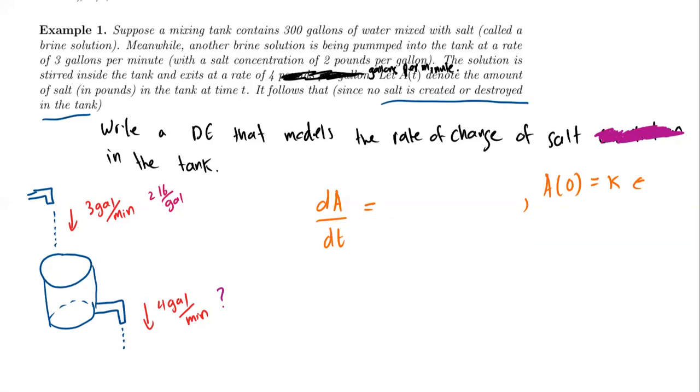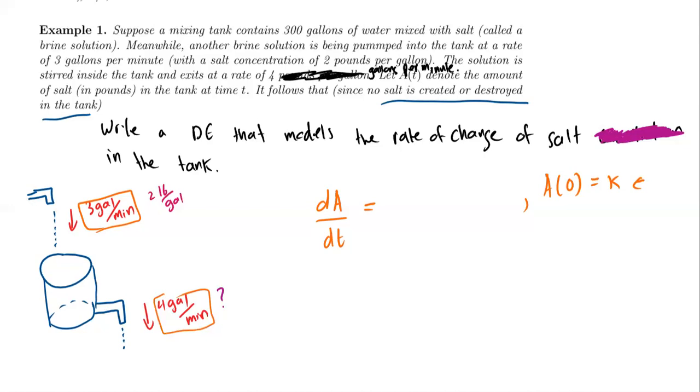Now, what can we use in order to find what the rate of change of salt in the tank is? Well, there's two pieces of information. We know that there's some amount of salt that's coming inside at a rate of 3 gallons per minute. And we know that there's some amount of salt that's also leaving the tank at this rate. So the brine solution contains salt. So if there's brine solution coming in, that means salt is coming in. If there's brine solution going out, that means salt is going out.